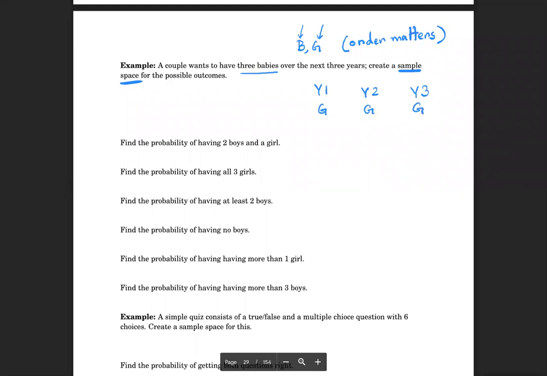Then they could have a girl in the first and second year, and a boy in the third year. They could have a girl in the first year, a boy in the second year, a girl in the third year. They could have a girl in the first year, a boy in the second year, a boy in the third year. Or they could have boy, boy, boy in the first, second, and third years, boy, boy, girl, boy, girl, boy, or boy, girl, girl. That's all the possibilities.